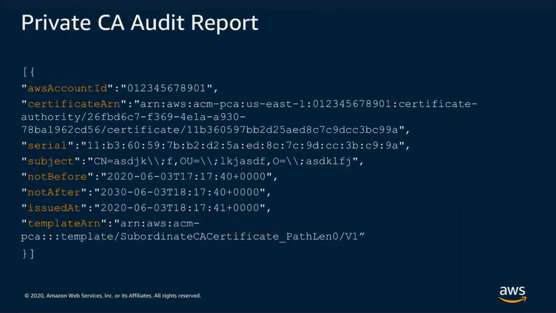Reviewing your audit report is an important way to keep security for your certificate authority, because you will be aware of exactly what happened and be able to detect if a certificate was erroneously issued and therefore revoke it.